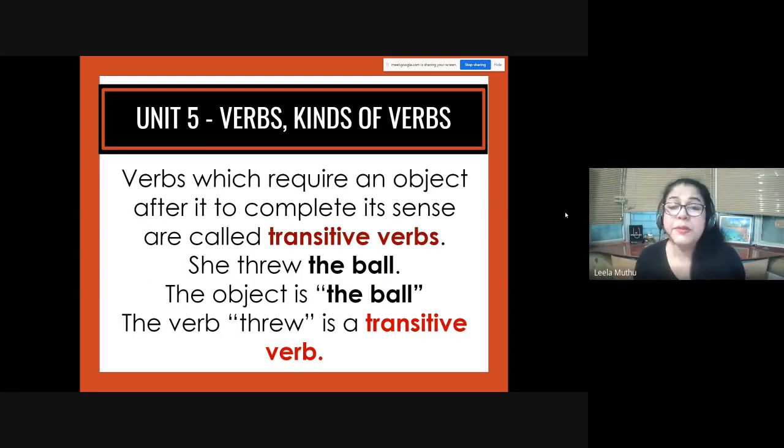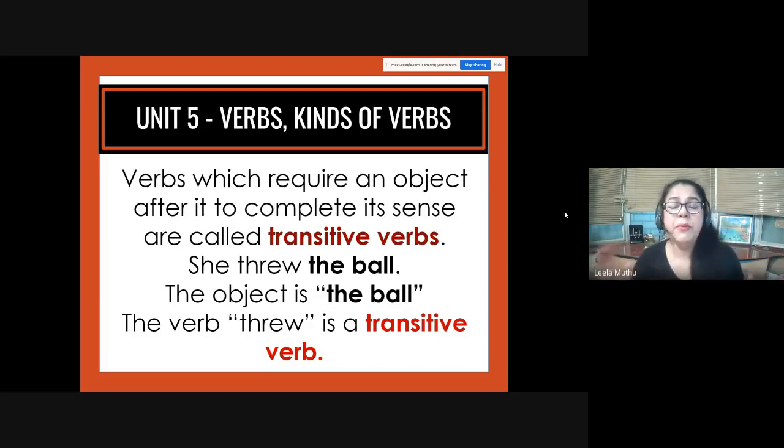Okay. So verbs which require an object after them to complete their sense are called transitive verbs. Like, Lisa raises her hand. Lisa raises what? There is an object after the verb. It is a noun. So the verb raises is a transitive verb.